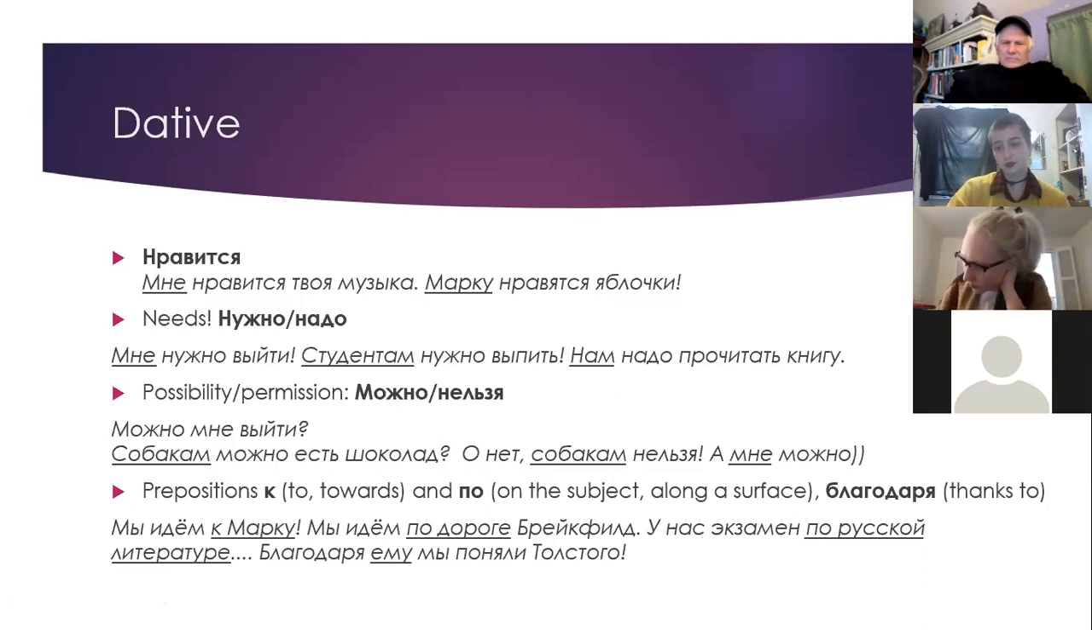And of course, where would we be without prepositions? Prepositions always have some feelings towards a particular case, right? And with dative, these prepositions that really love dative and work with dative are к, to, towards, and по, along the surface, or sometimes on the subject, on the topic. We'll look at examples to see what it means. And благодаря, due to, thanks to, which makes sense because we give thanks. So к, по, благодаря.